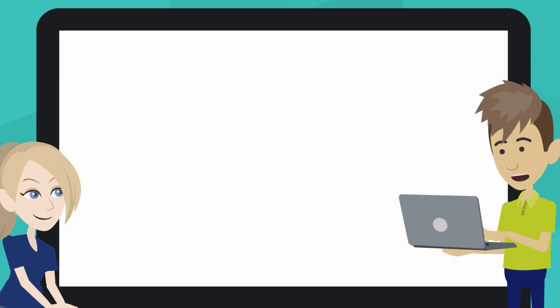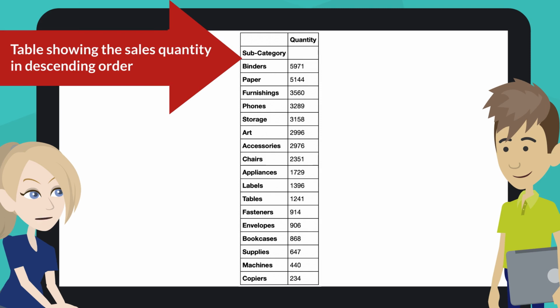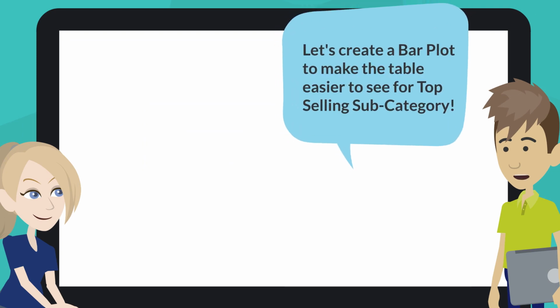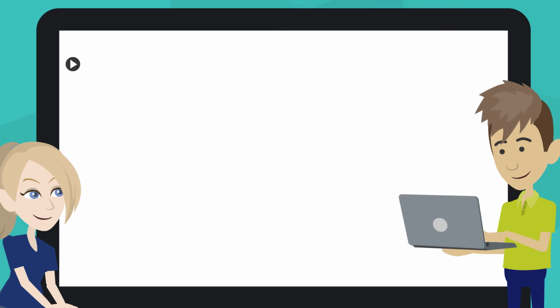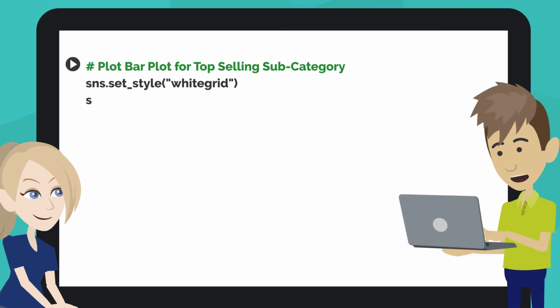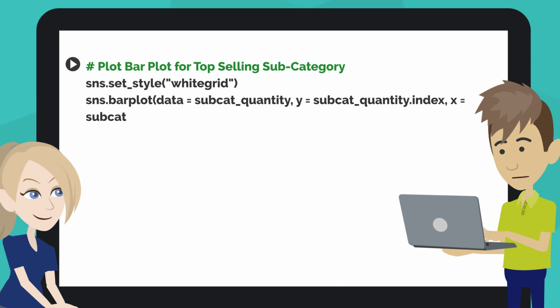Got it. Click on the play button or hit Shift plus Enter. We can see the table showing the sales quantity now. Then, let's create a bar plot to make the table easier to see for the top-selling subcategory. All right. Type the code like this into the next code cell of your notebook.